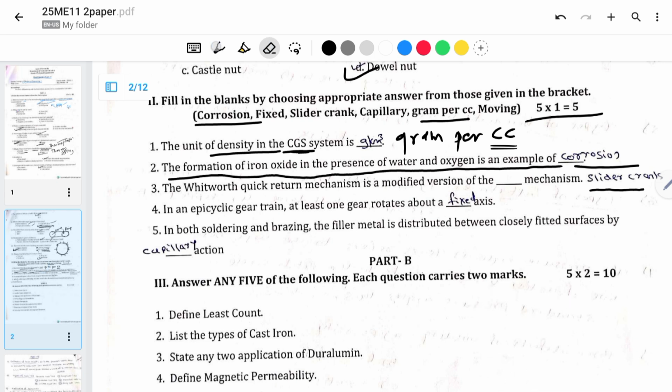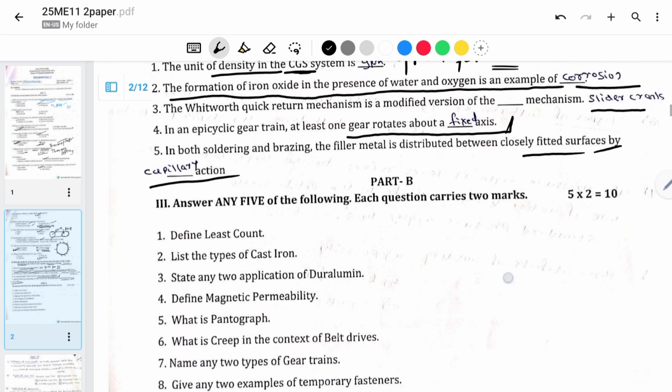Next, in an elliptical gear train, at least one gear rotates about a fixed axis. In both soldering and brazing, the filler material is distributed between the closely fitted surfaces by capillary action. By capillary action, you are filling that one.